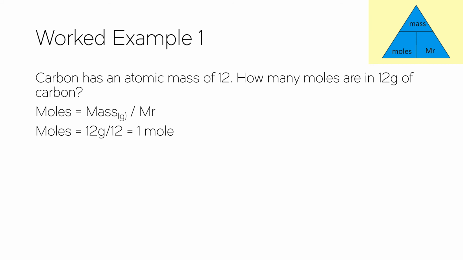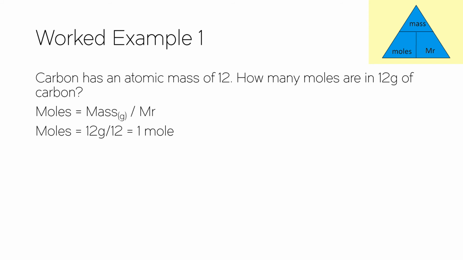This, however, is something that you will need to be able to do very quickly on a fairly regular basis, and you will use in many other topics. So this is our first worked example. Carbon has an atomic mass of 12. How many moles are in 12 grams of carbon? So first thing we need to do is look at our equation. The question is asking us about moles, so let's cover up moles. If we cover up moles in the formula triangle, we can see it leaves us with mass over MR. So to work this out, we're going to divide mass in grams by the molecular weight. We have 12 grams, and the molecular weight of carbon, which we can get from the periodic table, is also 12, so 12 divided by 12 equals 1.